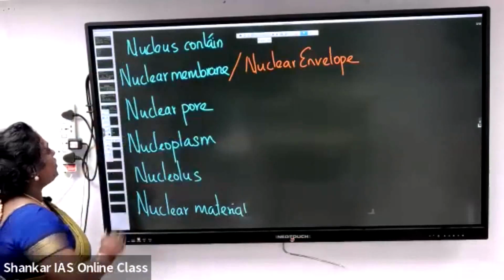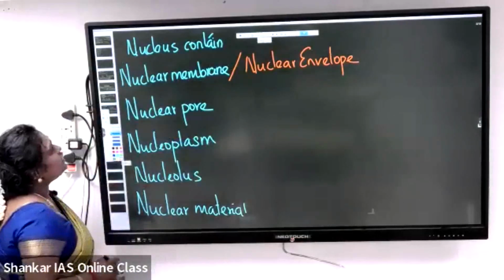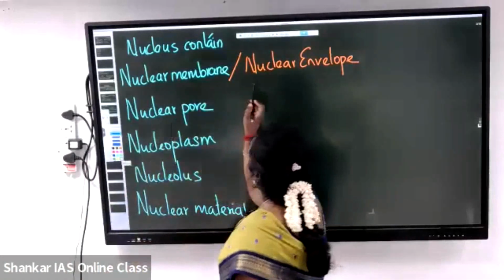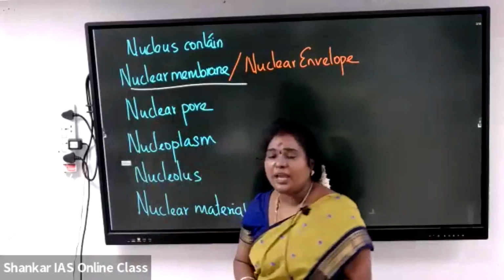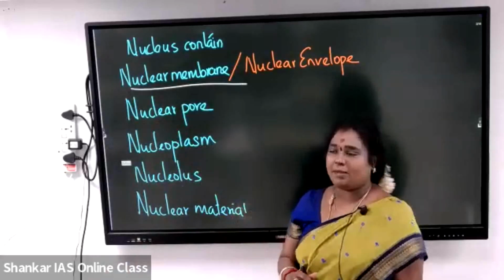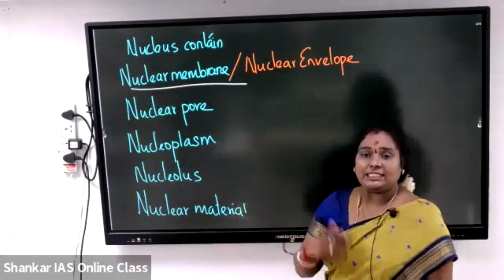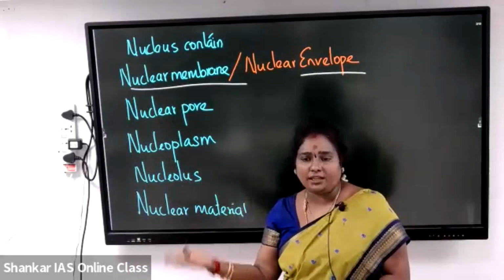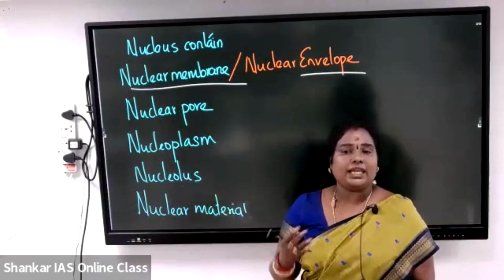I have written some points over here where I'm giving a clear picture of what is inside the nucleus. Let us see. First, we have a nuclear membrane. We call the nuclear membrane in other terms a nuclear envelope.